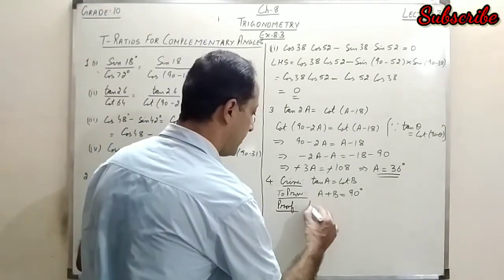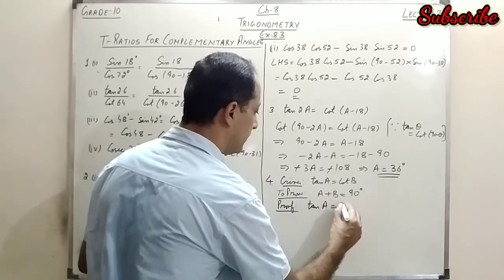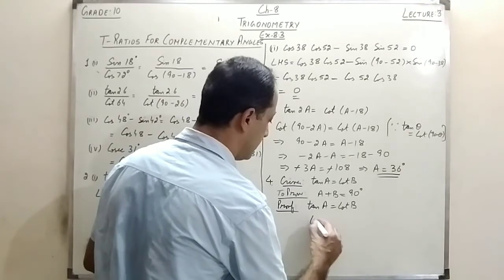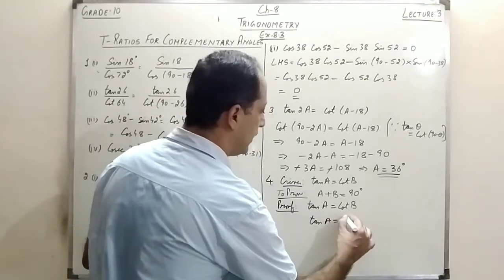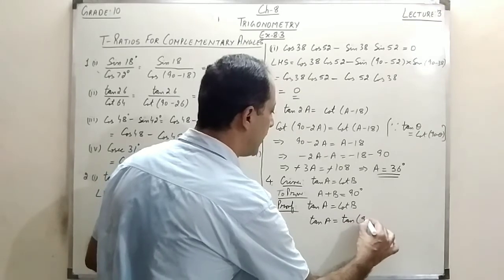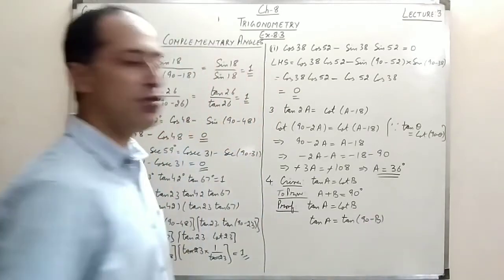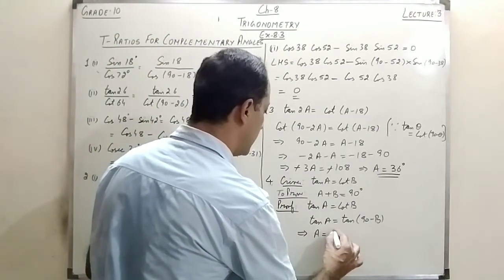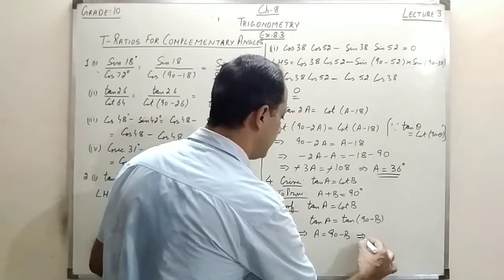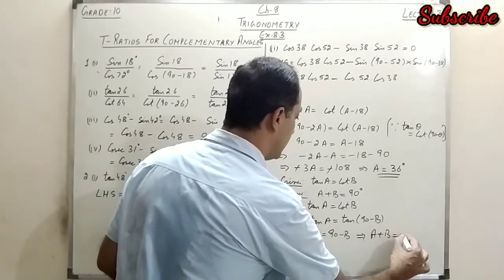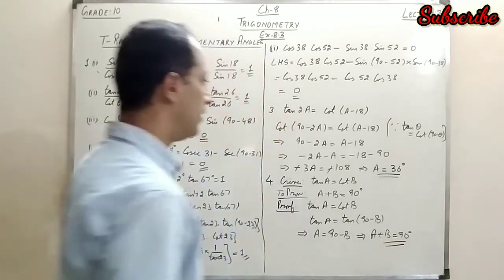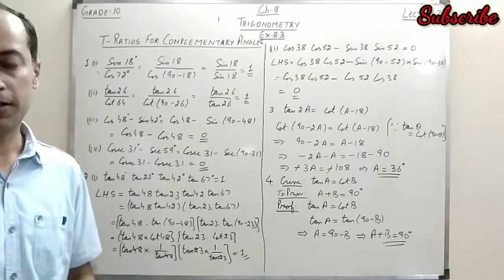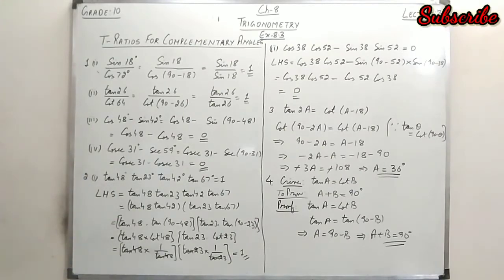This is tan A equals cot B. So this cot can be written as tan of 90 minus B. Again, since the ratios are the same, the angles will be the same, so I get A is equal to 90 minus B. This means A plus B is equal to 90. Now question number 5 is the same as question number 3. That can be done if you try it yourself. Let's go to the next question, that is question number 6 now.